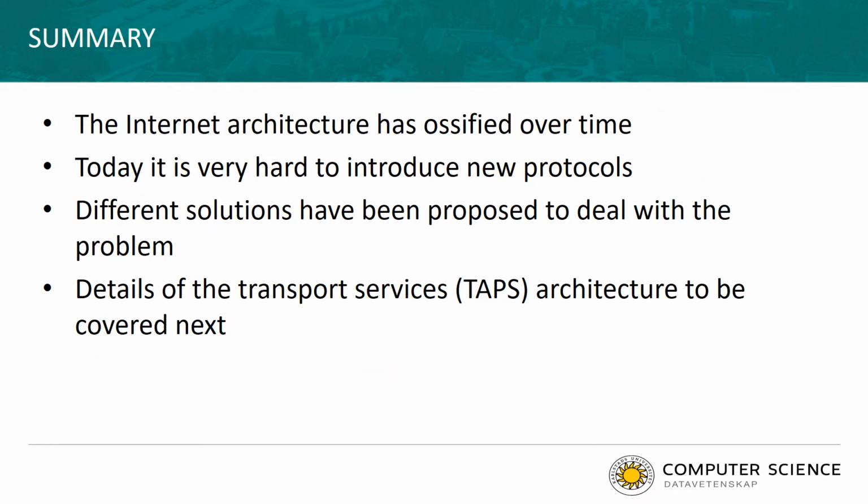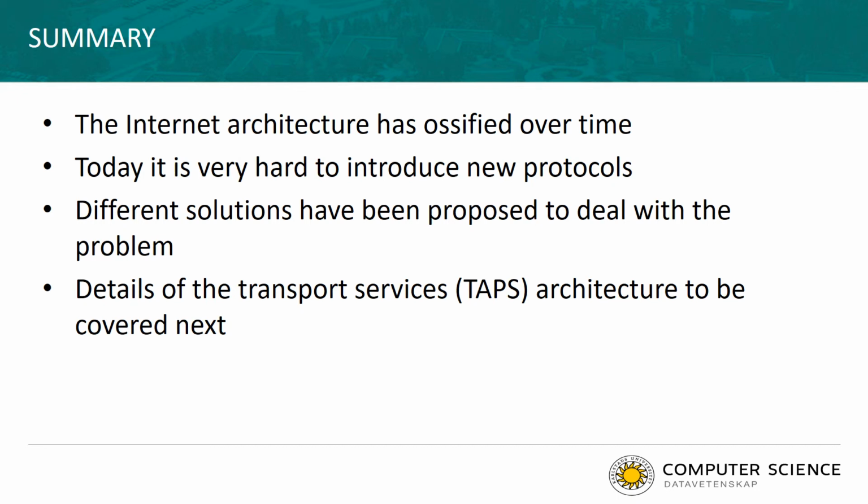To summarize, we have seen in this lecture how the internet architecture has ossified over time due to the success of TCP and the web and the assumptions that the various middle boxes in the network have made about the communication that runs on top of them. So today we are in a situation where it's very hard to introduce new protocols on the internet. We have seen that there are different solutions that can be proposed to deal with this problem, where we can try and build on the protocols that do work, TCP or UDP, and design solutions on top of it.